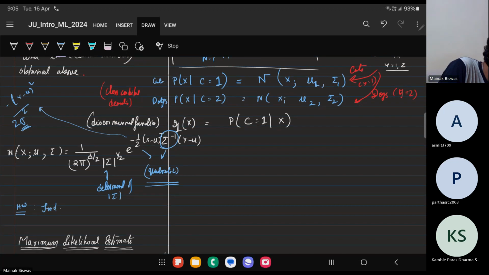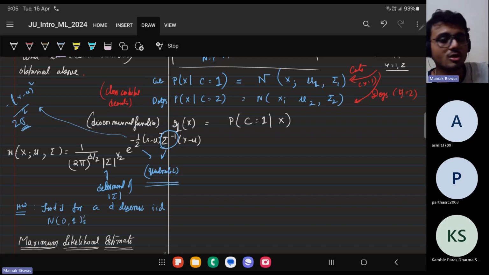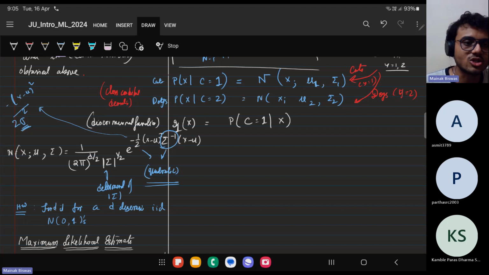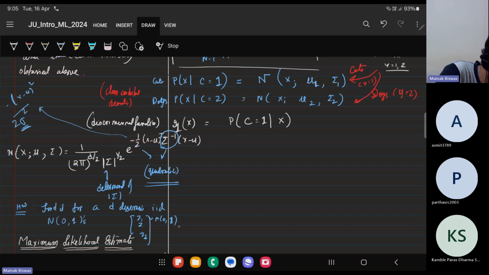So your homework is to find it for a d-dimensional IID normal 0, 1. If you have a d-dimensional IID normal distribution, that is z1, z2, dot dot dot, zd, all are normal 0, 1, what is the distribution of p of z? Your homework.